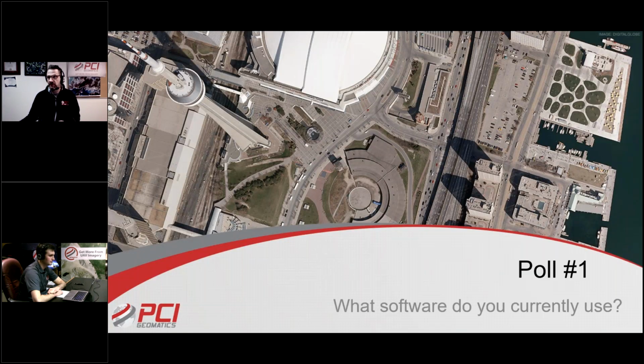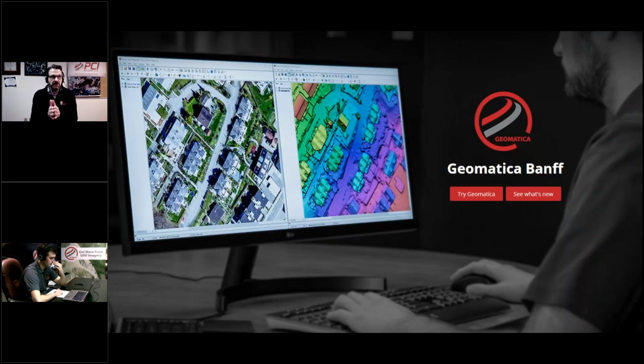What we want to talk about today is some new capability that we've released as part of Geomatica Banff. Geomatica Banff is our code name for our software. The trademark is Geomatica, but we've chosen to highlight some of the beautiful areas within Canada. We are a proudly Canadian company, and so the code name for this release is Banff, which is a national park in Western Canada, in Alberta.